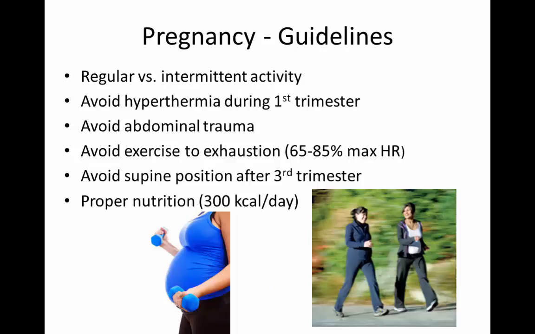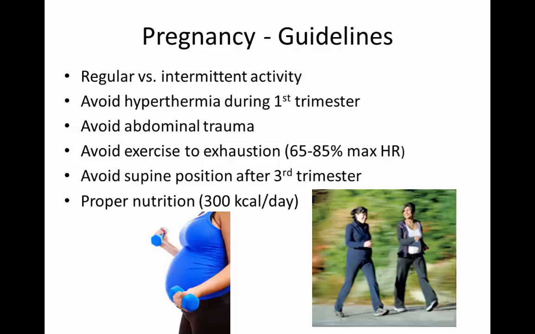Regular activity of at least 3 times a week is preferred to intermittent activity. During the first trimester, a woman should try to augment heat dissipation with proper hydration and appropriate clothing and environmental surroundings. Hypothermia in the first trimester has been associated with neural tube defects. Abdominal trauma should be avoided, and morphological changes during pregnancy may change posture and balance.